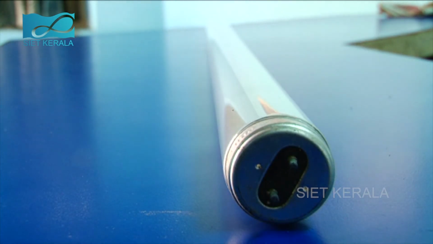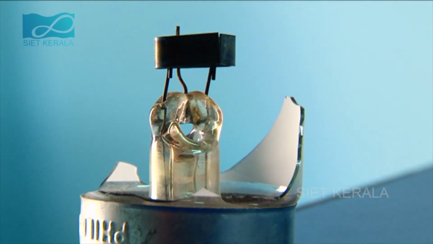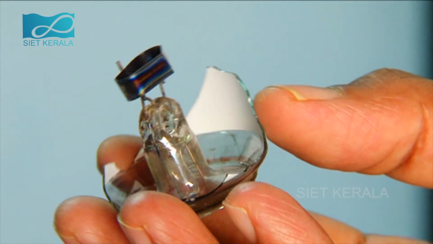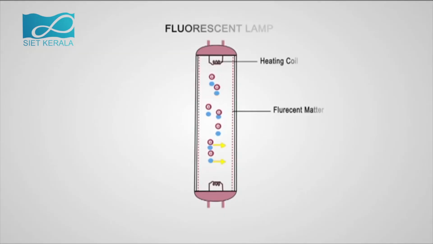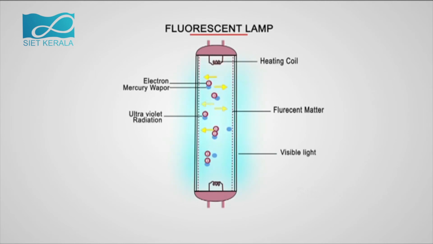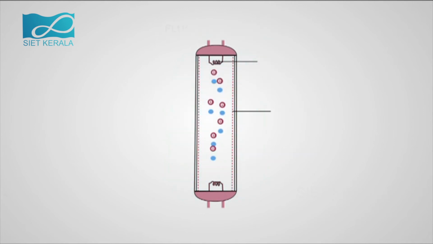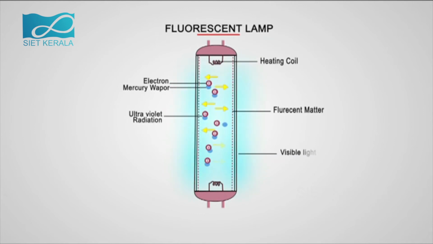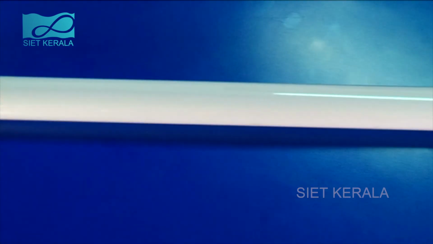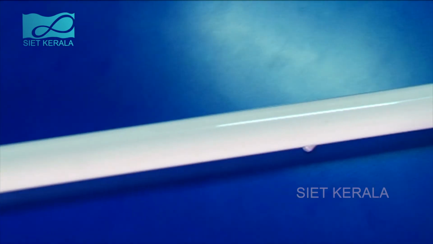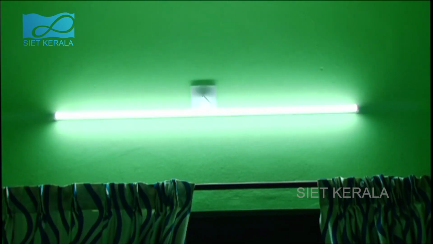The heating coils seen at the ends are coated with thorium oxide. The coils get heated and emit electrons. These fast-moving electrons collide with non-ionized molecules of mercury vapor. These collisions produce ultraviolet rays. The fluorescent materials absorb the ultraviolet rays and re-emit them as visible light.